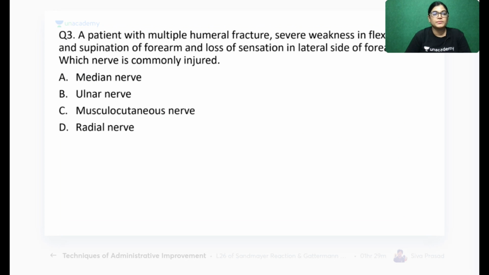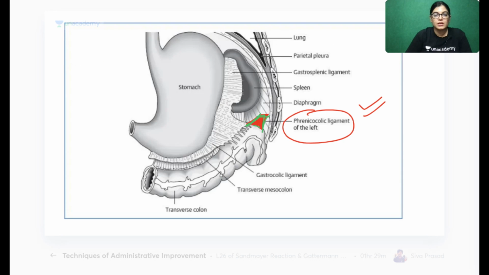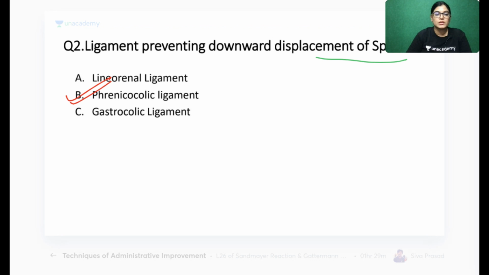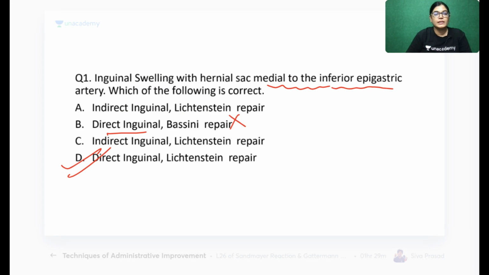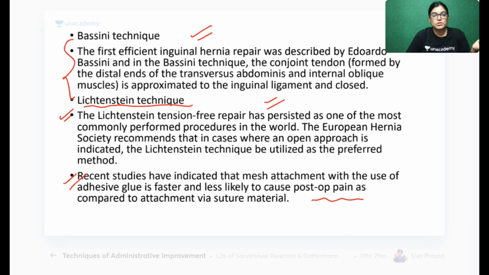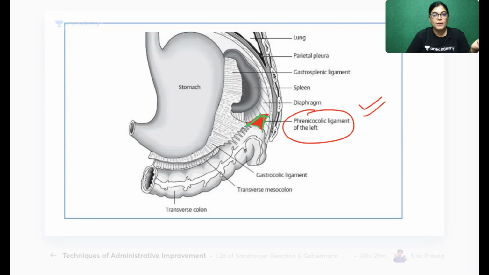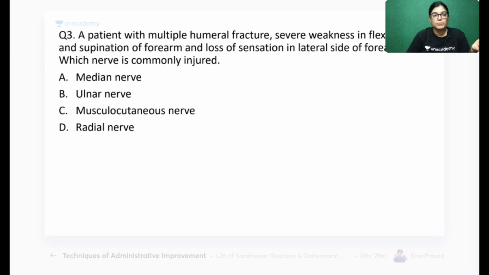Now coming to the next one. A patient with multiple humerus fracture, severe weakness in the flexion and supination of forearm. Okay, so this is a question from the upper limb. Till now, the questions we have listed were from the abdomen, and this is also a question from the abdomen. So the first two questions are from the abdomen only. Now moving on with the upper limb question.